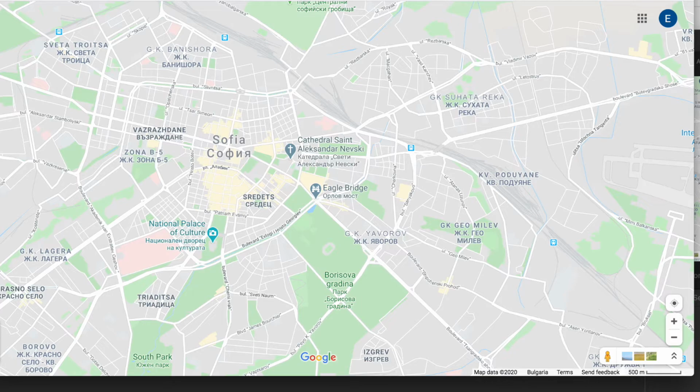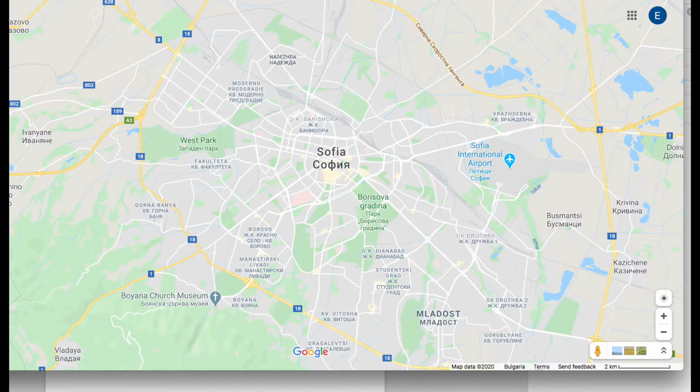And the reason this scale is important is because if we change the perspective on the map, now the same amount of distance is representing 2 kilometers in real life. So each map will have a unique scale based on how much distance we're trying to show.